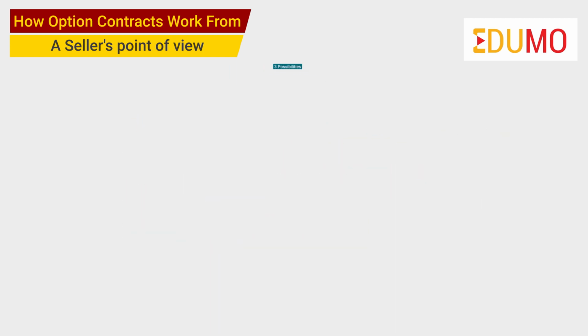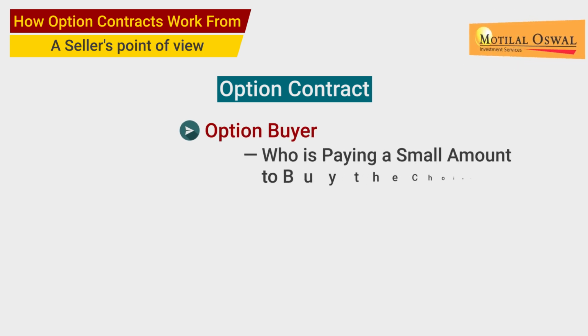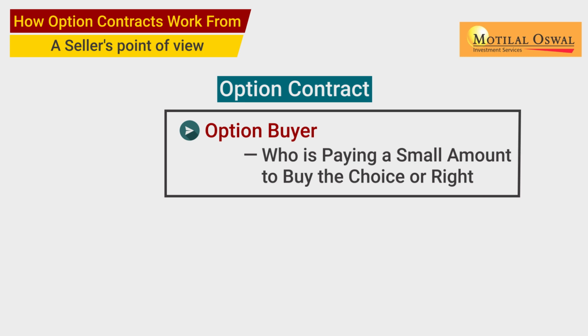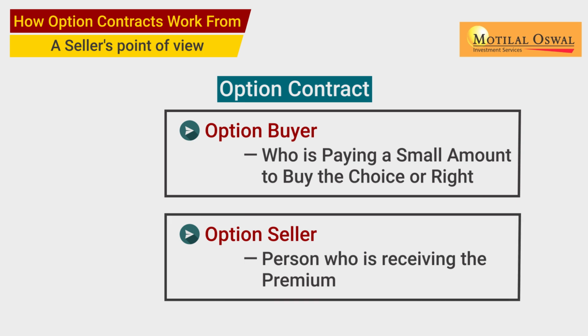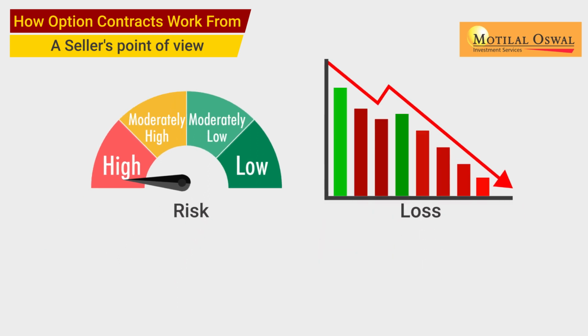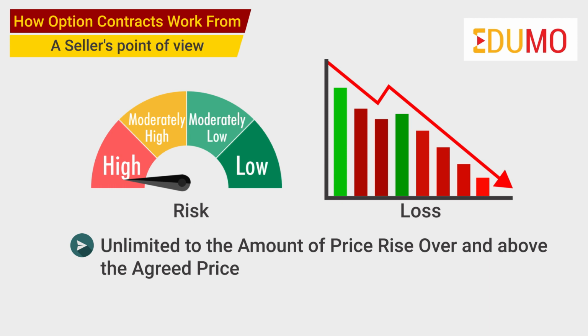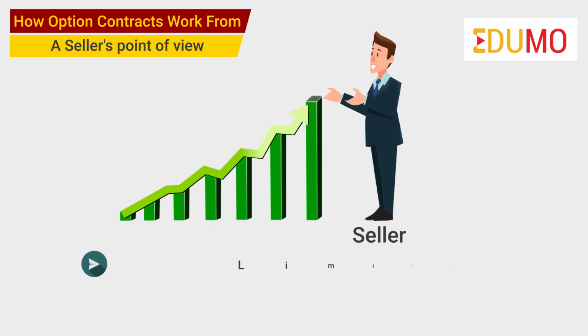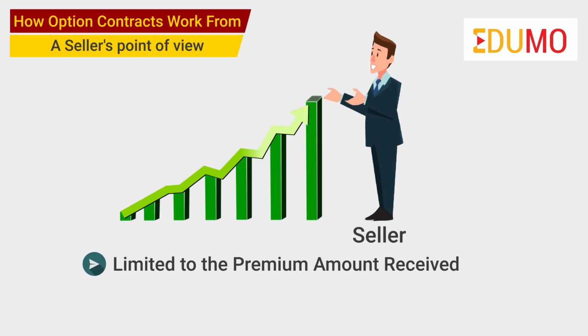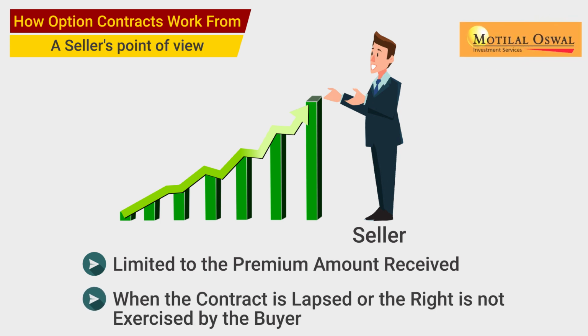So, we understand that in an option contract, one person who is paying a small amount to buy the choice or right is the option buyer, and the person who is receiving the premium is the option seller or option writer. The risk or loss faced by the option seller is unlimited, equal to the amount of price rise over and above the agreed price to take up the obligation. The profits earned by the seller are limited to the premium amount received, and he earns only this when the contract lapses or the right is not exercised by the buyer.